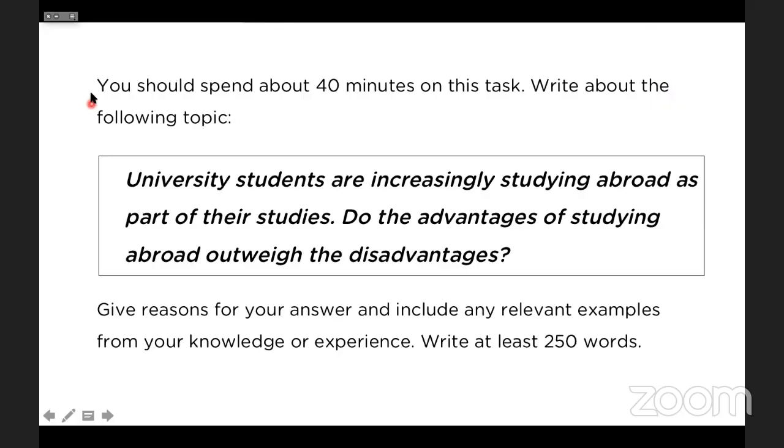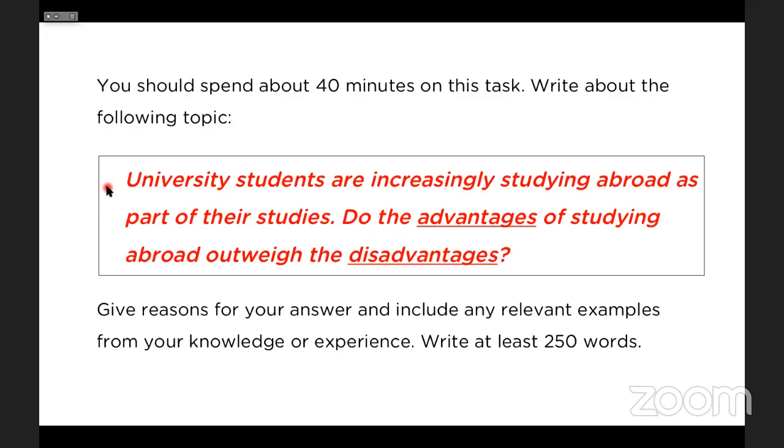It's going to just give you a general instruction. You should spend 40 minutes on this task. Write about the following topic. Then you're going to see the really important thing here. And really, you can ignore this other stuff. You just want to focus here. This one says, university students are increasingly studying abroad as part of their studies. Do the advantages of studying abroad outweigh the disadvantages?